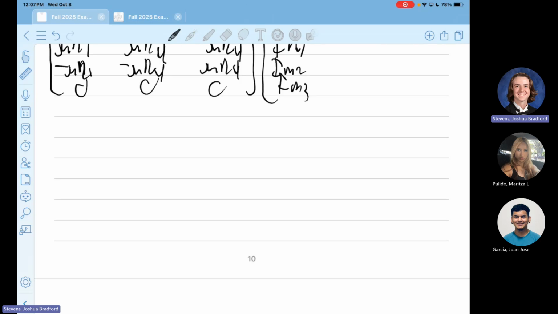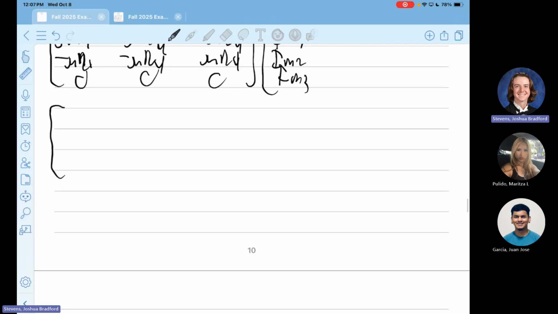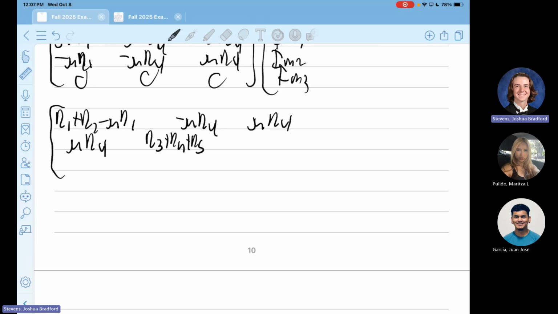So now I want to subtract that over to the other side. That becomes R1 plus R2 minus mu R1, negative mu R1, and then mu R4. That's not supposed to be R1, that's supposed to be R4. Sorry. Mu R4 there. R3 plus R4 plus R5 plus mu R4.